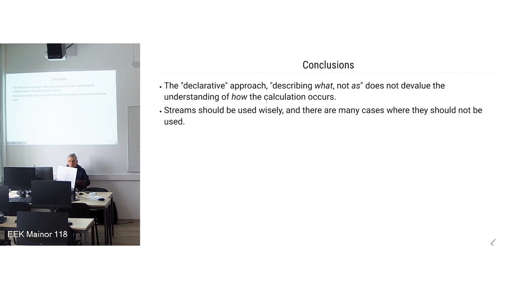Streams should be used wisely, and there are many cases where they should not be used at all. For example, if you are doing simple things, simple iterations through collections, there are already way more performant ways to do this. And please don't put streams everywhere just because you can. The same is true for optionals. Optionals are very powerful, but please don't use optionals just because you can.